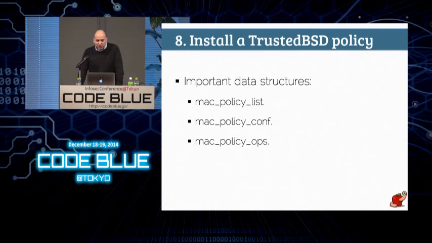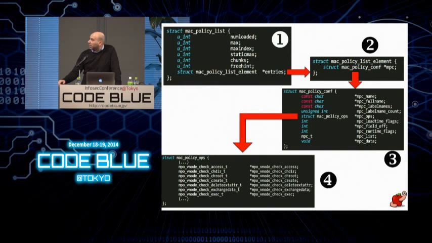To install the TrustedBSD policy, I will have to go faster on this one. This is the layout of TrustedBSD. There is a core structure, the MAC policy list, which tells you how many policies are loaded, and then it has a pointer, the MAC policy list element, which is the policies that are loaded in the system. That pointer is just a pointer to an array of MAC policy conf, and the MAC policy conf is the configuration for each policy that is loaded in the system.